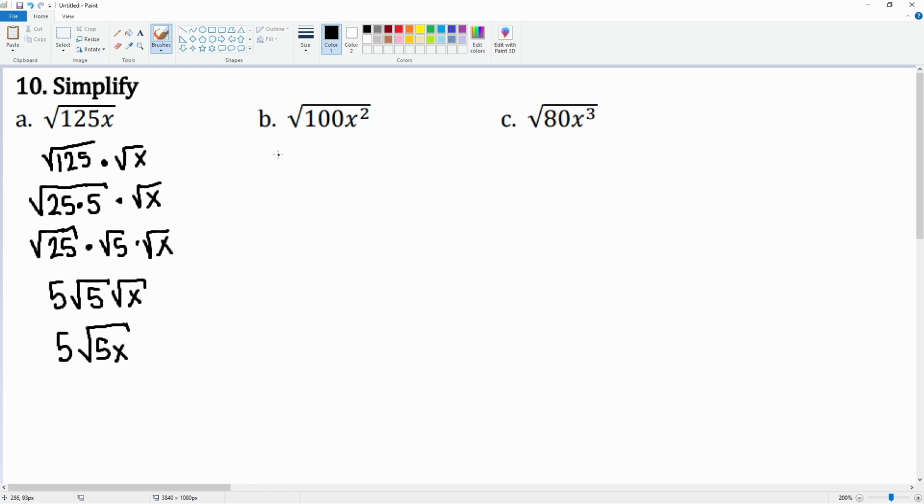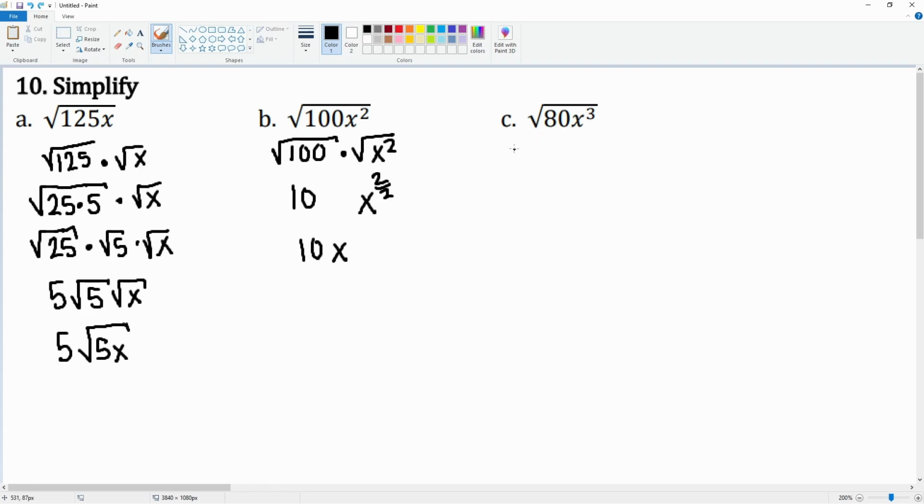For B, we want to split it into its two parts, so radical 100 times radical x squared. Radical 100 can be broken down into just 10. Radical x squared, okay, because there are two x's in here, right? It can be seen as 2 over 2. So this just simplifies into just 1. So the final answer would just be 10x.